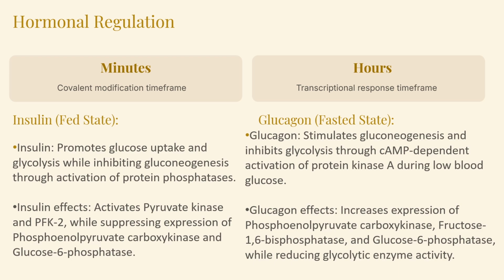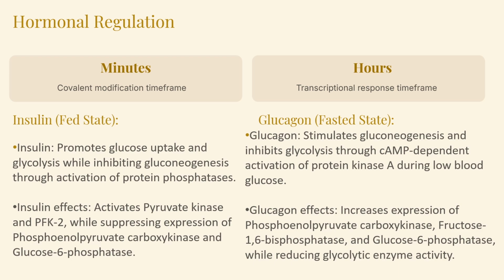At the same time, insulin suppresses the expression of important gluconeogenic enzymes. By reducing the production of these enzymes, insulin decreases the liver's ability to synthesize new glucose. Overall, insulin promotes anabolic metabolism, allowing excess glucose to be stored as glycogen.